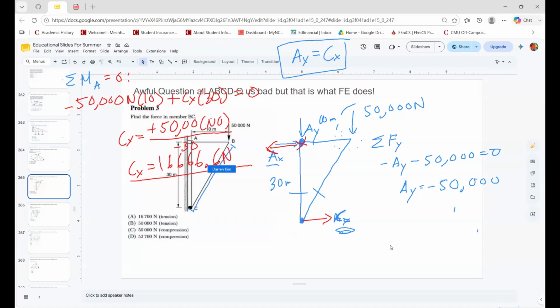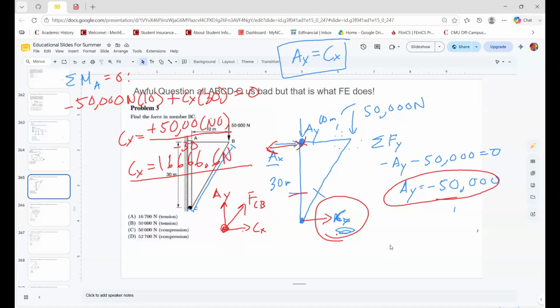Okay. With that said, we have this now. We can now cut it and we can expose the members. So we can expose it like this. We can cut it like this. And we do CX over here. We know this is F CB. We know this is A. And we know AY over here is this over here. If you cut it, basically what happens is this makes a force this way, this makes a force this way, right? And so on and so forth, that's how you do it, right?